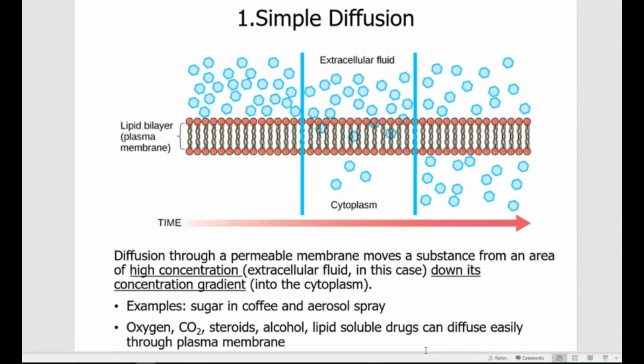So we say in passive transport, molecules move from higher concentration to lower concentration. So this is what happens. Okay, so let's say this is the plasma membrane. This is the extracellular space, outside the cell. This is the interior of the cell, intracellular.